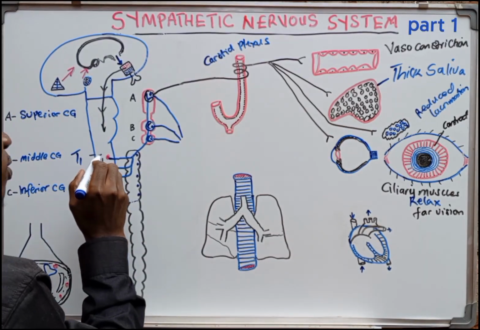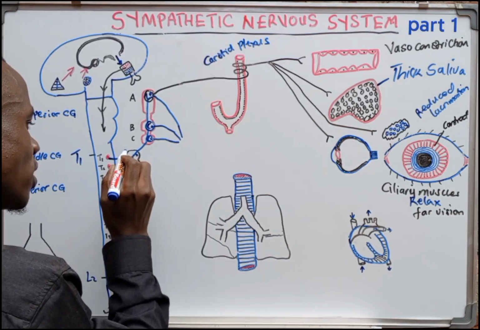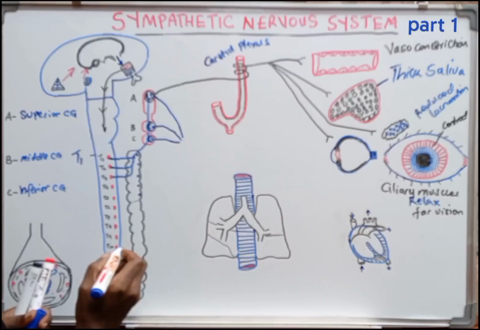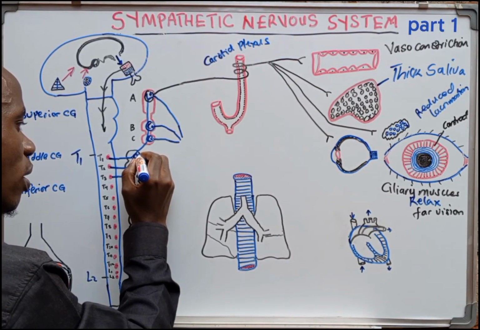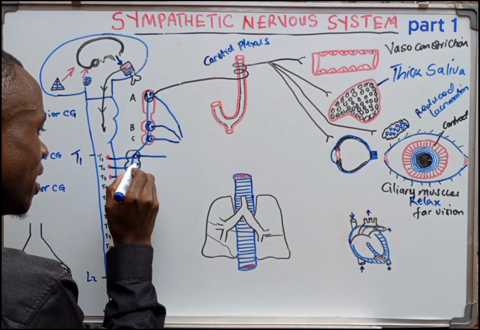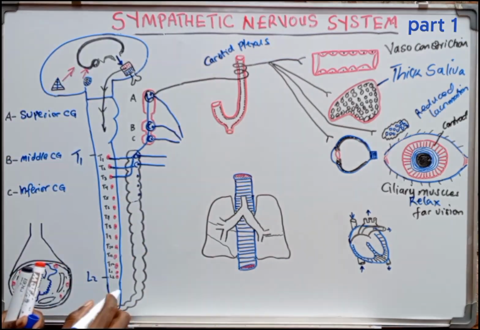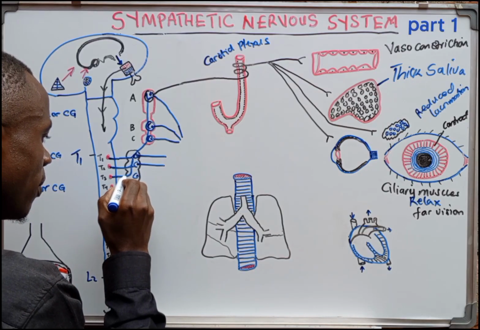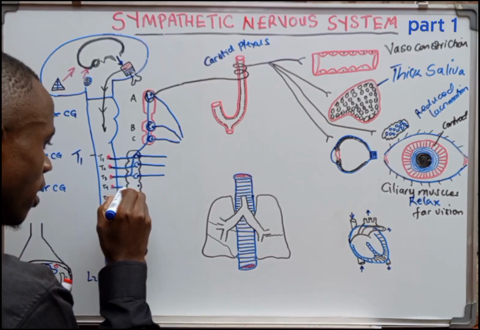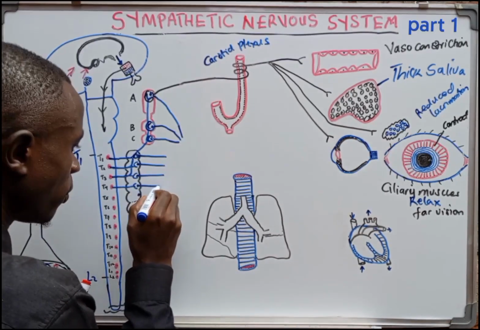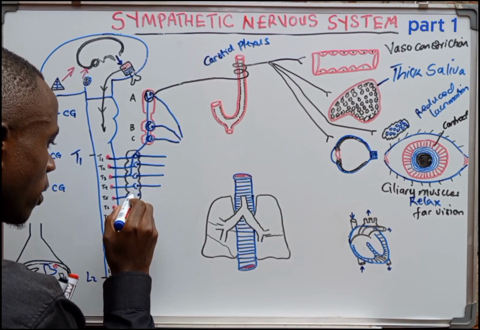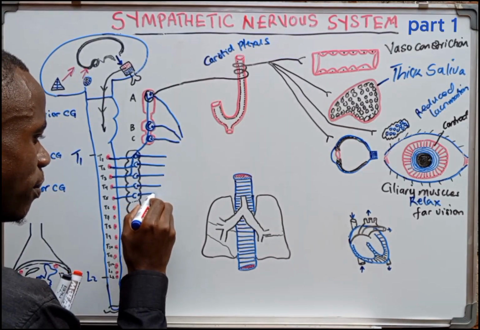Again, we may have preganglionic motor fibers coming and synapsing on this ganglion. When they synapse on this ganglion, we have the postganglionic fibers coming out. Even on T2, they come and synapse here, and the postganglionic fibers come out. Also on T3, they come and synapse here, and the postganglionic fibers come out. Also T4, they come here, synapse, then the postganglionic fibers come out, and to a small extent also T5, with postganglionic fibers coming out.